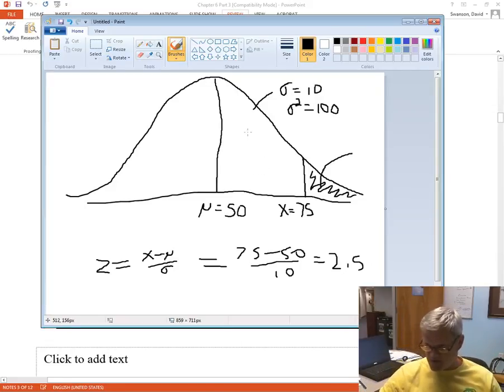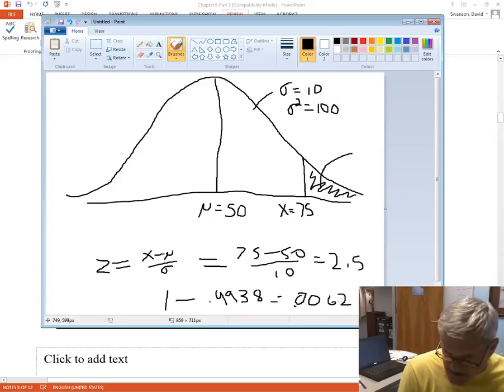That 99.38 is equal to this probability under this curve right here. So to get the probability under the shaded area, you have to take 1 minus 0.99, I think I said 38. That's going to be a probability of 0.0062, or about 0.62% possibility.